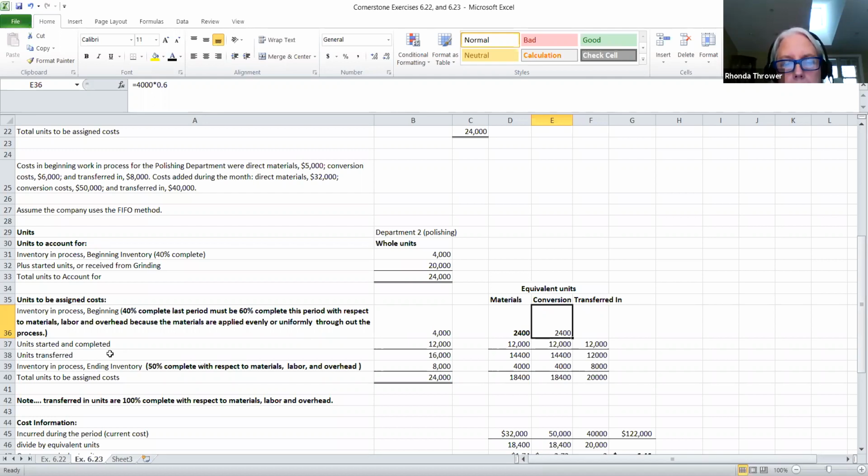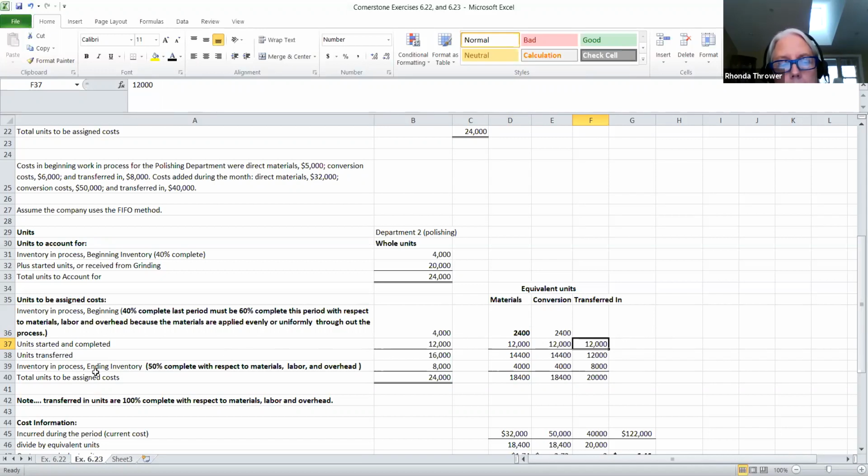The unit started and completed, you'll remember we calculated, we had to find that. It was in, took the 24,000, plugged it down here and subtracted the 8,000 that was given in ending inventory to get your 16,000 units transferred. Then once you got that, you subtract out your beginning inventory, and this is what you started and completed as far as whole units. If you started and completed the units, then 100% of the materials have been added, and 100% of the conversion has been added, and 100% of those started and completed units that came from transferred in, the 12,000, are finished completely during this period of time.